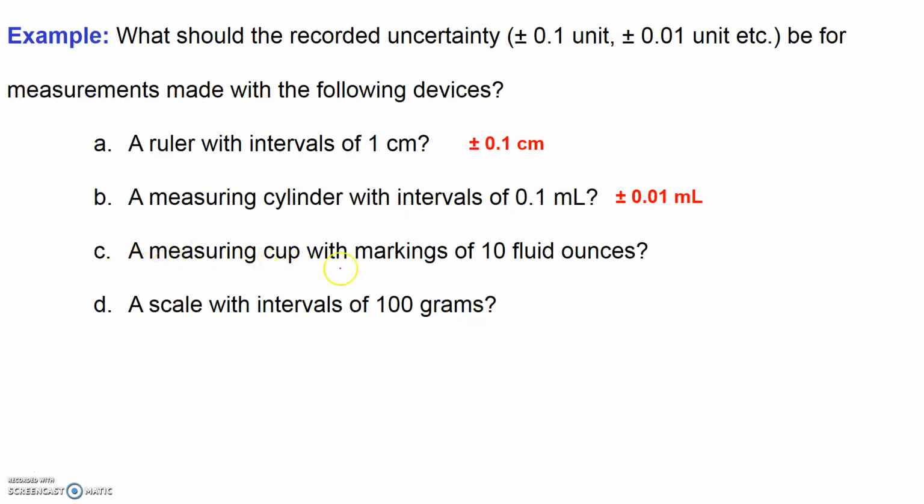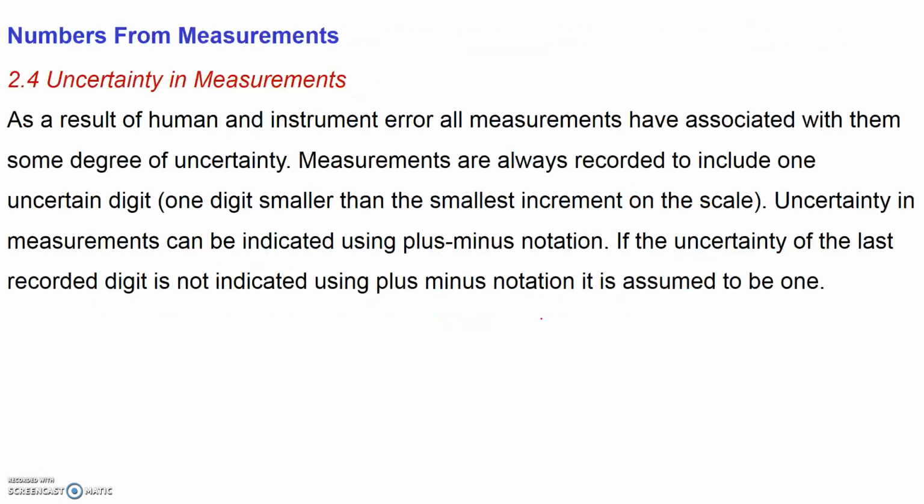Now we have a device with markings every 10 fluid ounces. So our uncertainty there will be plus or minus 1 fluid ounce. Our scale in case D has intervals every 100 grams. So we're going to have an uncertainty here of plus or minus 10 grams. It's a really great technique, because we can look at how many digits are recorded for our measurement, and we immediately get a little bit of information about the quality of our measuring device.